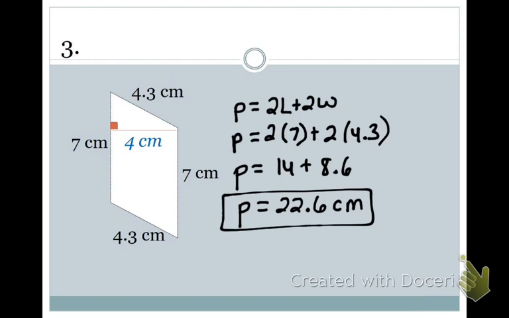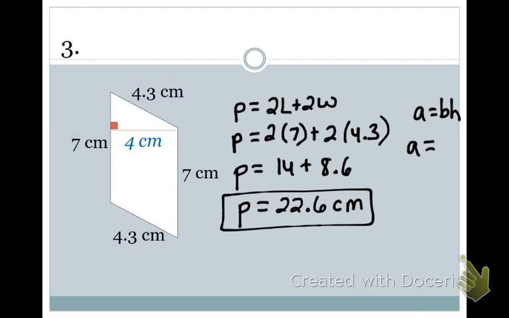So now we're going to go ahead and do the area for this one also. I'm going to squish it in over here, okay? Area equals, what's the thing? The formula? Base times the height. Good job. All right, so what's my base?